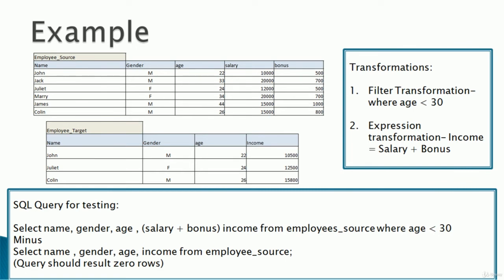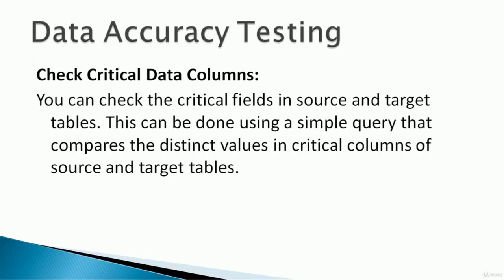Next we have to check the critical data columns. We can check the critical fields in source and target tables. This can be done using a simple query that compares the distinct values in the critical columns of source and target tables. We will check all the distinct values for that critical column in the source, and we will do the same thing on the target. Then we will compare if all the distinct values from the source are loaded into the target table.